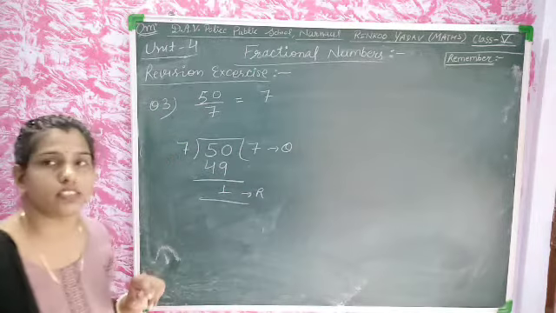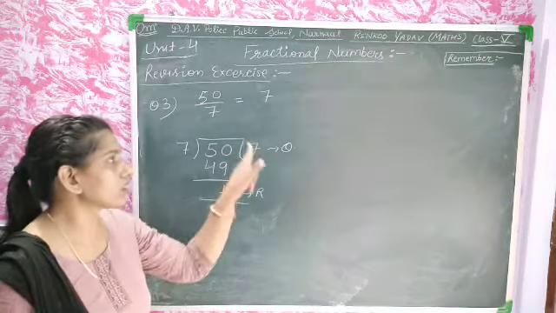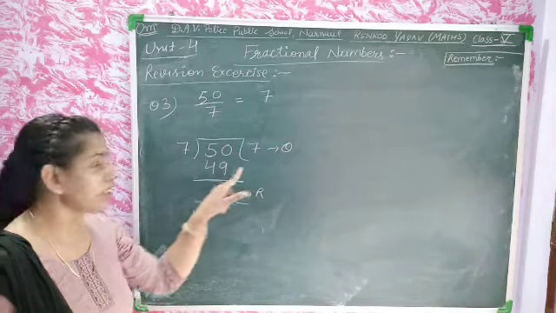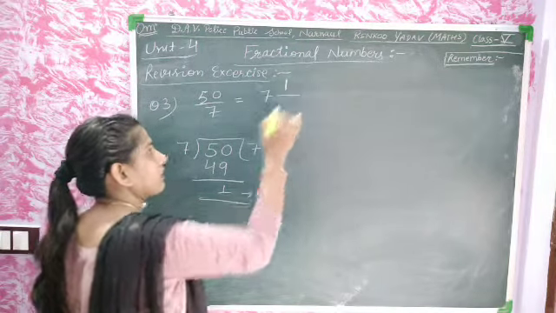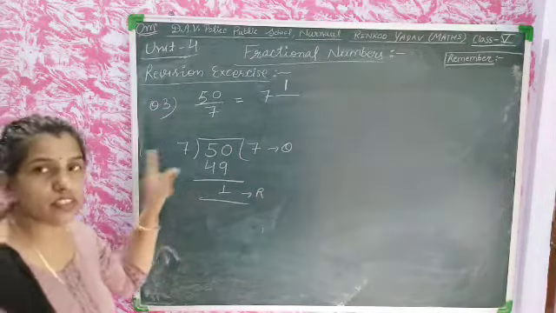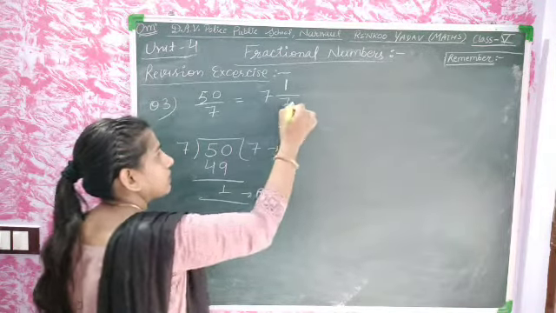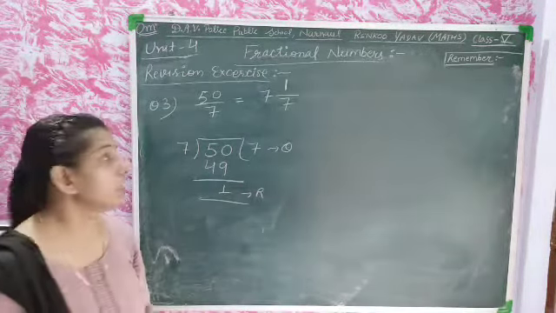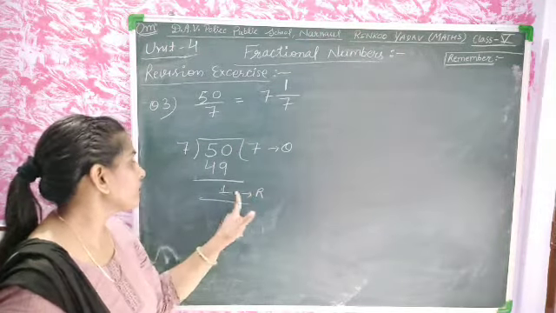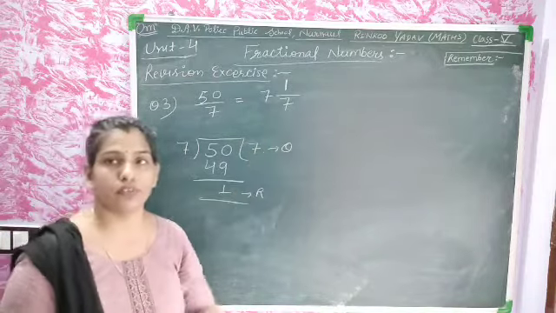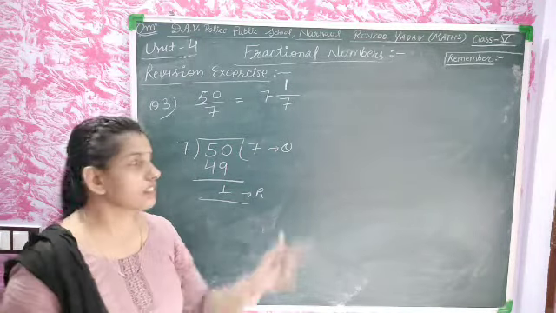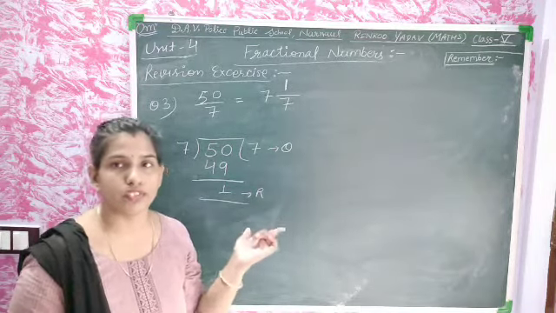Is this clear, students? Write down the quotient here, and then the remainder is written as the numerator and the divisor is written here as the denominator. Is this clear, students? 7 and 1 by 7. This will be written here, and we have already done this in the previous class. This is only a revision for you.